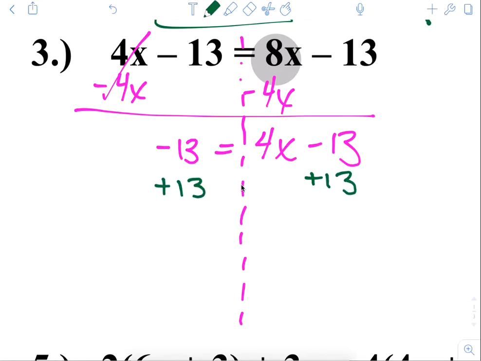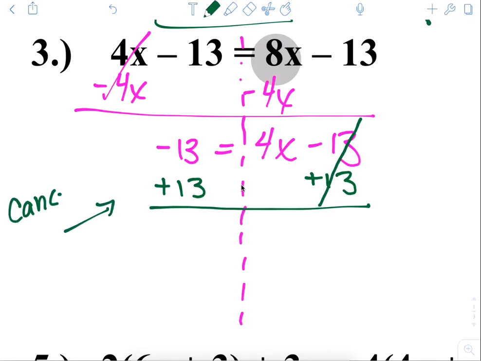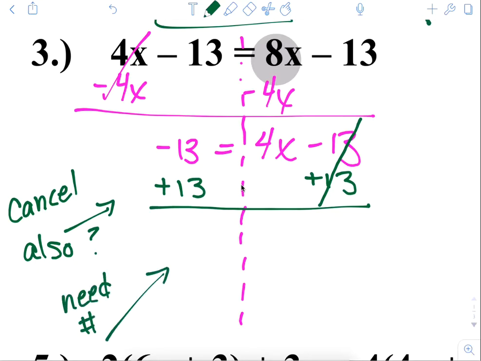What I do to one, I do to the other. This guy cancels. And now some of you might say, doesn't this cancel too? It does, but we still need a number here. We still have to have a number here. So what is negative 13 plus 13? Yes, it cancels, but we still need a 0. Okay, so we're going to say 0 equals 4x.